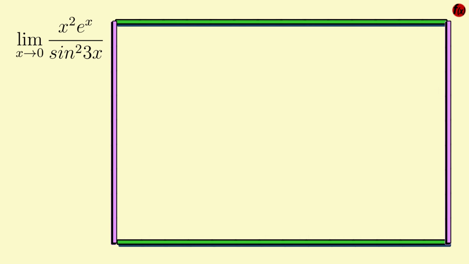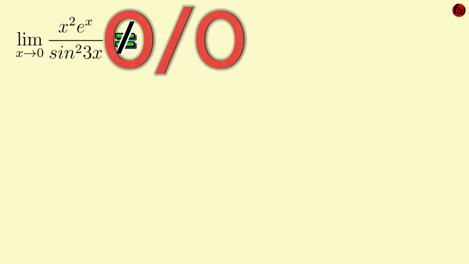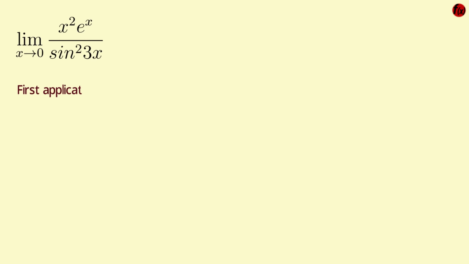Both the numerator and the denominator approach 0 as x tends to 0, so we apply L'Hopital's rule, differentiating the top and bottom until the limit is no longer indeterminate. Differentiate the numerator and the denominator.